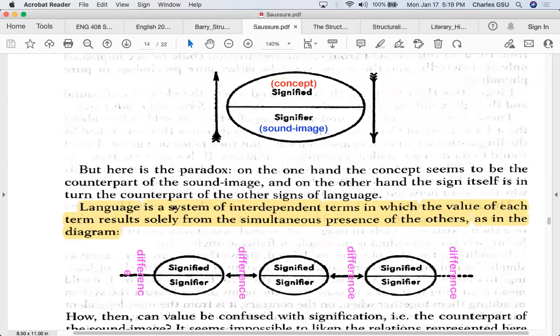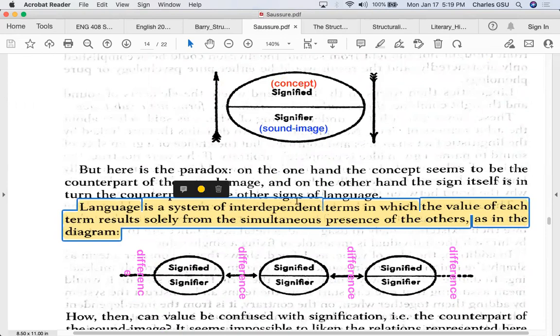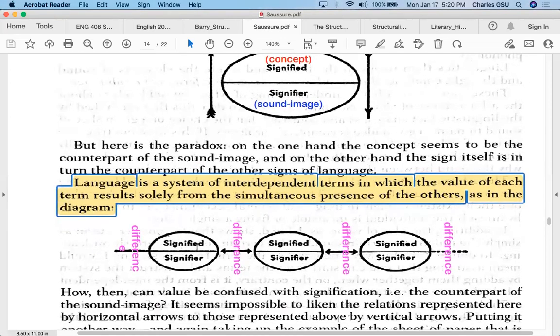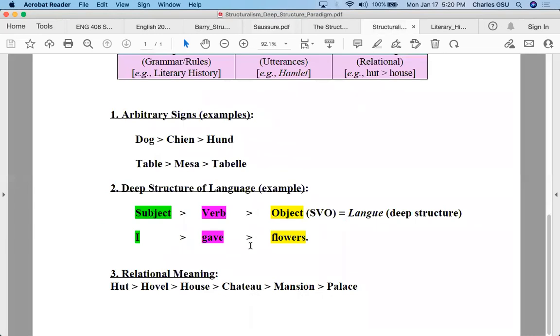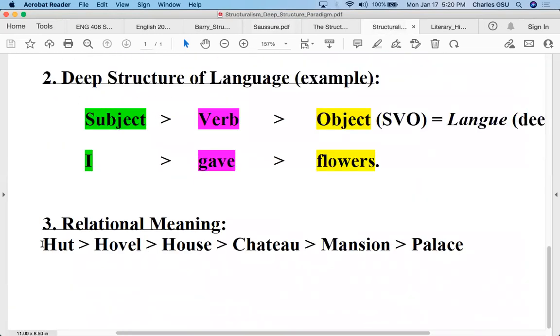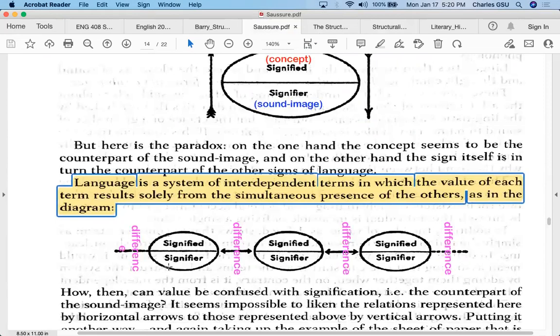And then he's going to say language is a system of interdependent, very important word, not independent, but everything is interdependent on each other. A system of interdependent terms in which the value of each term results solely from the simultaneous presence of the other, as in the diagram. And so this diagram here is not really terribly different from this one right here that you've seen before, okay? So that all of these signs, because together the signified and signifier is a sign, they exist in relation to each other because of their difference.